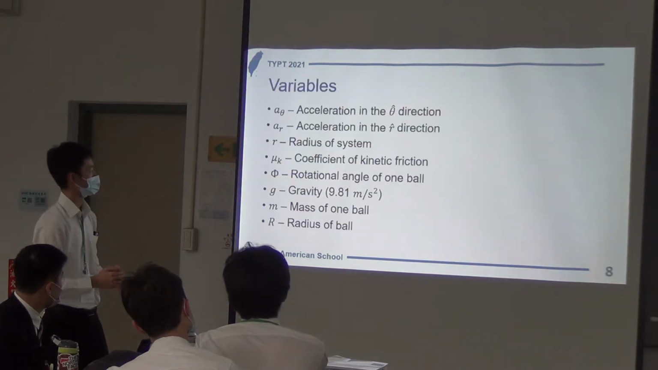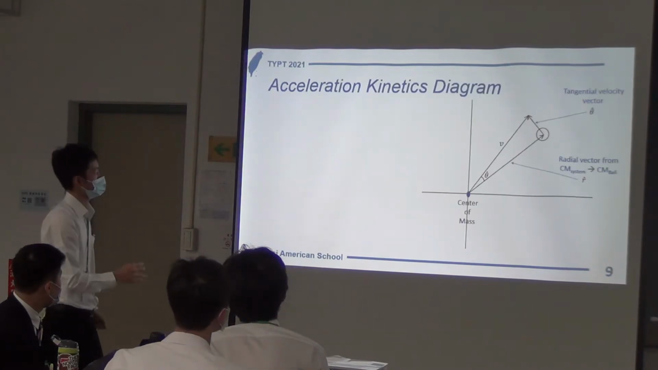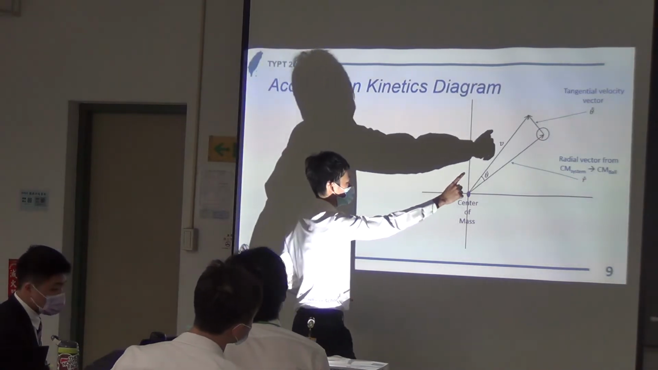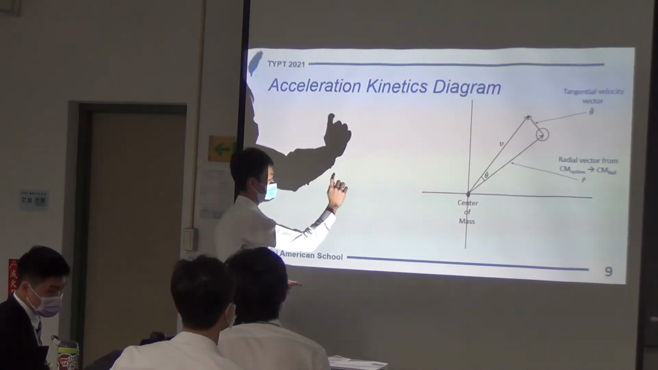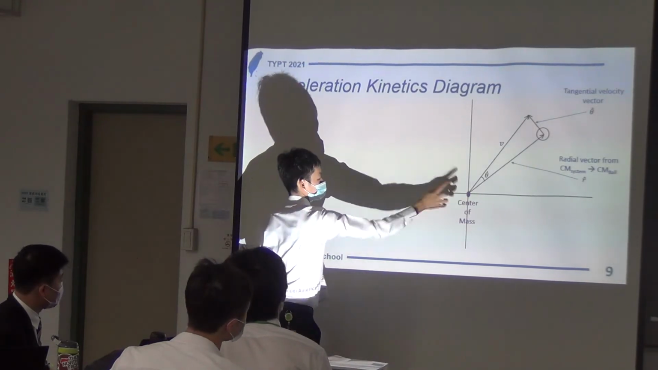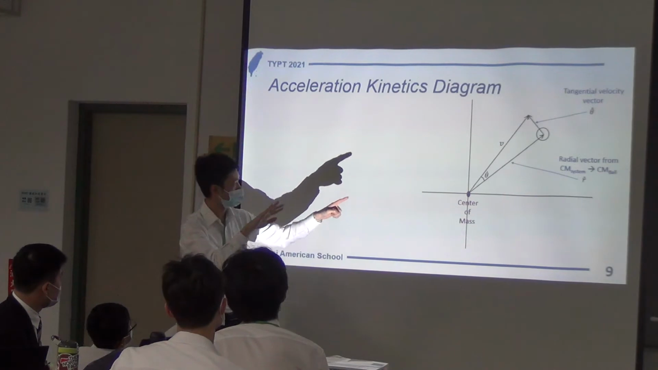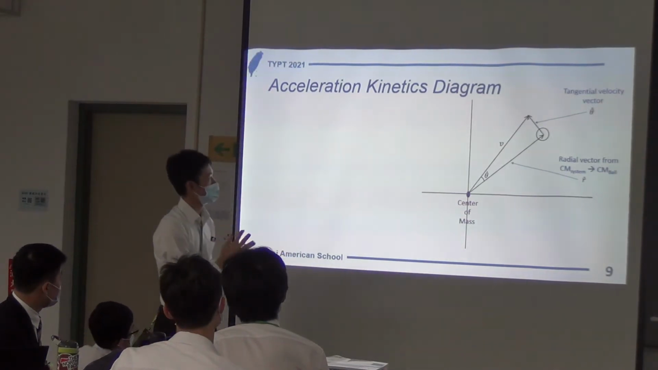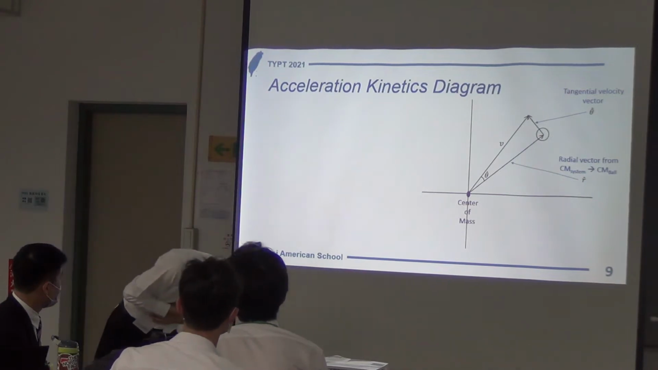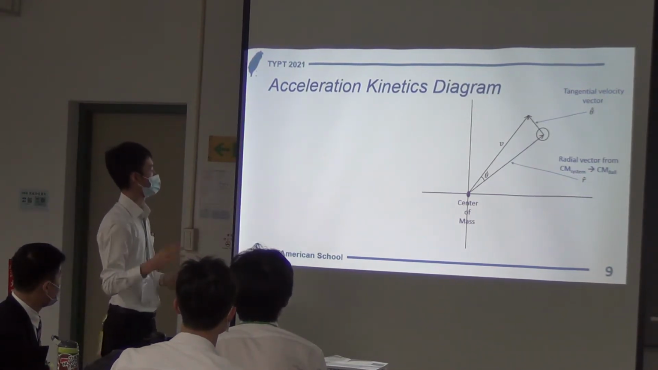Here's our theoretical model, and here are the variables. So here's our acceleration kinematics diagram. First, we define the r hat direction to be the vector from the center of mass of the two balls. So another ball will be over here, so the origin will be the center of mass. So r hat will be the vector from the origin to that ball. Theta hat will be the instantaneous tangential velocity vector. And v will be the vector sum of those two vectors.